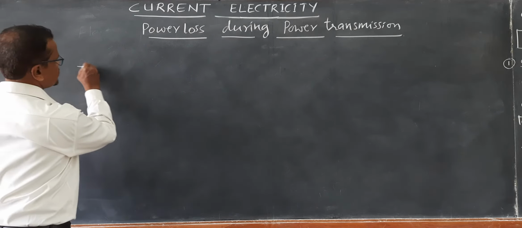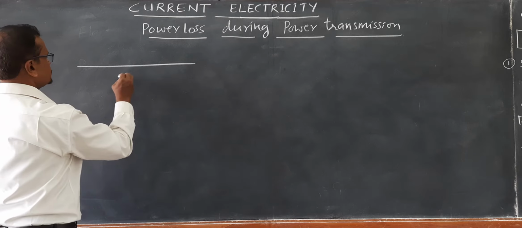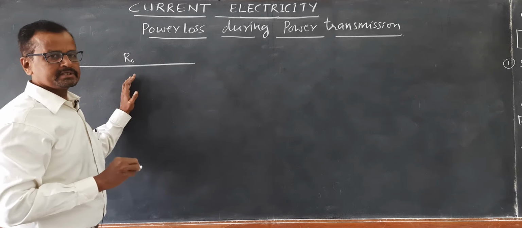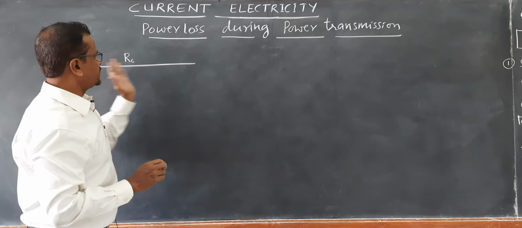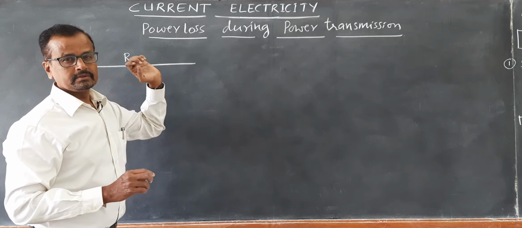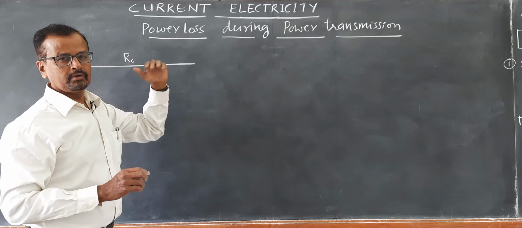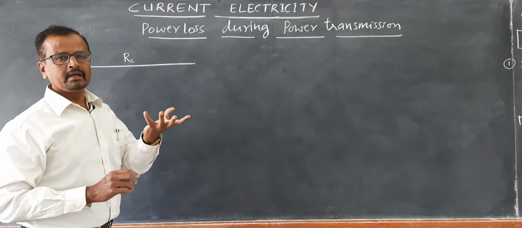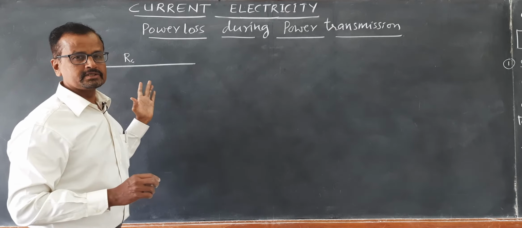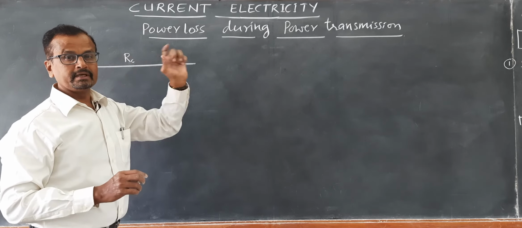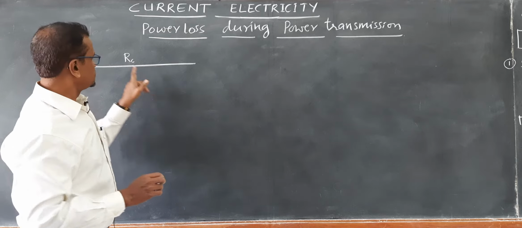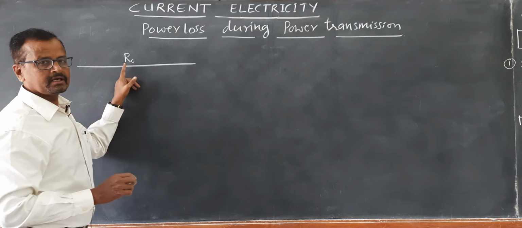Suppose this is a long cable of certain resistance RC, to represent the resistance of the cable. It may be several hundreds of ohms, right? From Shakti Nagar to Bijapur city, it may be nearly 300 kilometers. So, you can just imagine what is the resistance of a 300 kilometer power line, a 300 kilometer metal wire, right? That is the resistance of the cable.